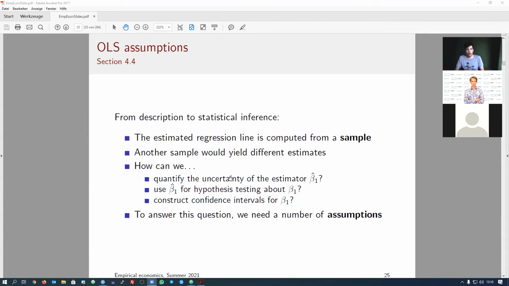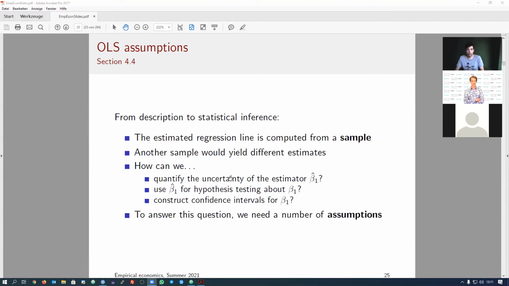Up to now, we have used the regression model to describe the relationship between, in this case, student-teacher ratio and test score. We haven't done any statistical inference. We haven't done any confidence intervals for our parameters. We haven't done any hypothesis testing and so on. And additionally, the regression line that we have computed is based on a sample.